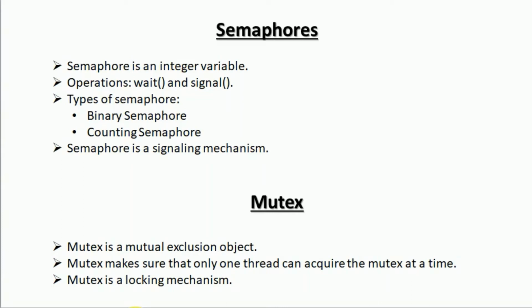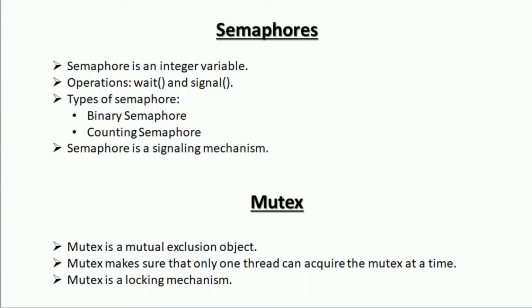Next is mutex. Mutex is a mutual exclusion object that synchronizes access to a resource. It is created with a unique name at the start of the program. The mutex is a locking mechanism that makes sure only one thread can acquire the mutex at a time and enter the critical section. This thread only releases the mutex when it exits the critical section.